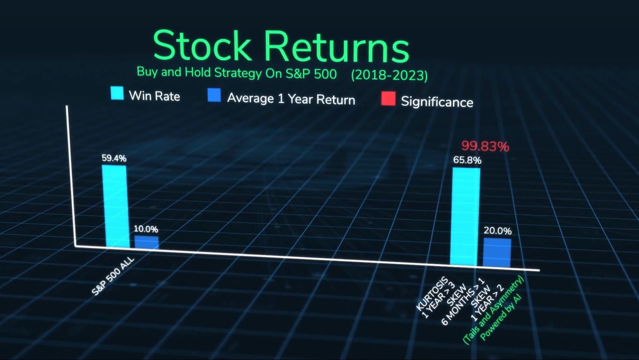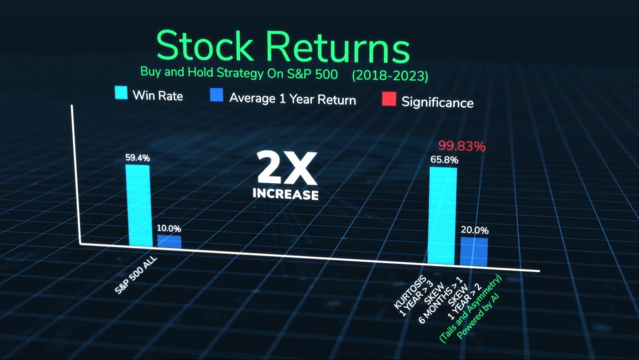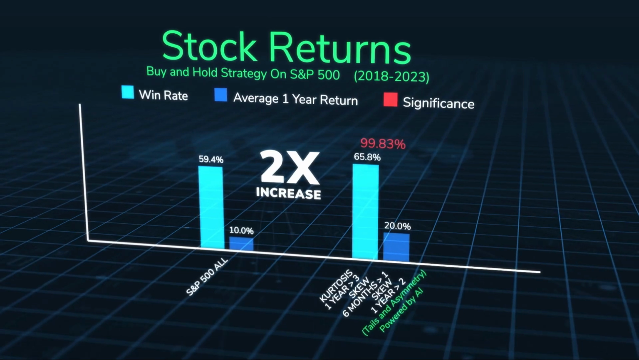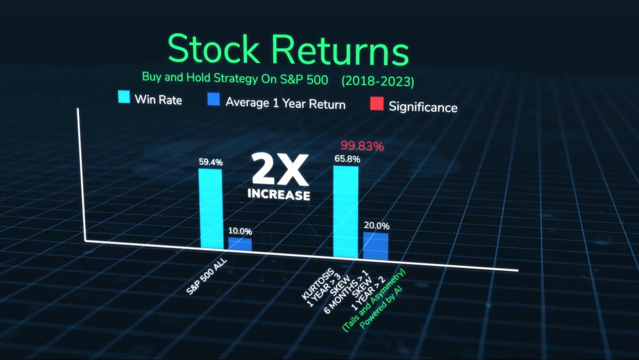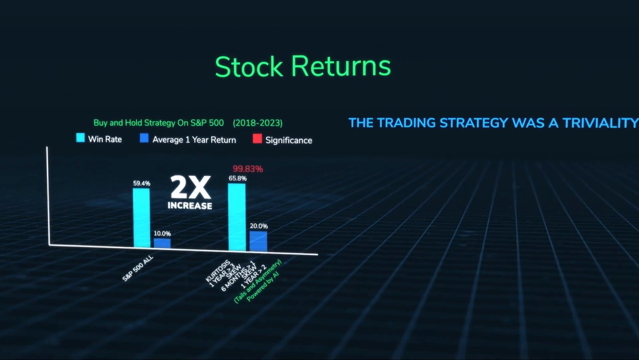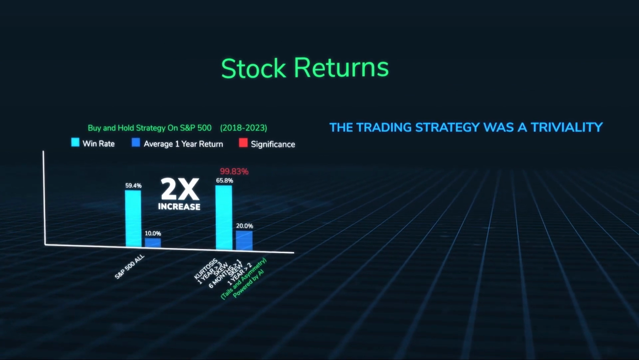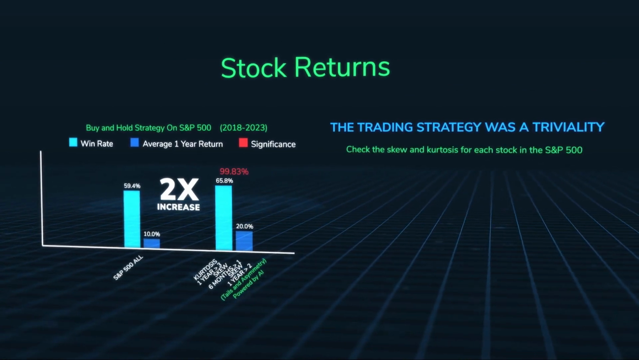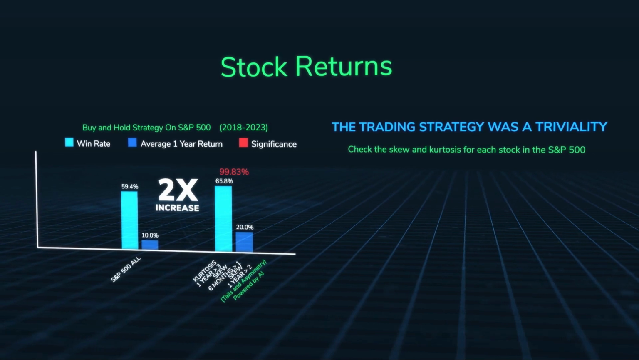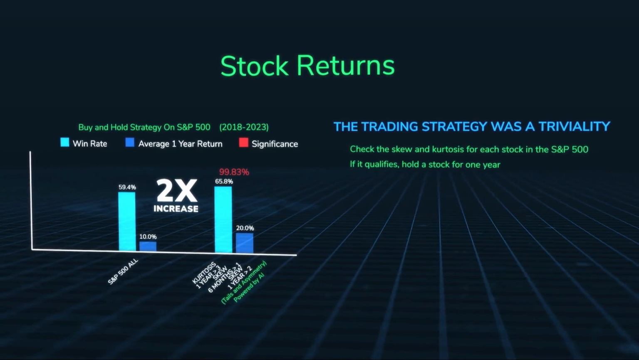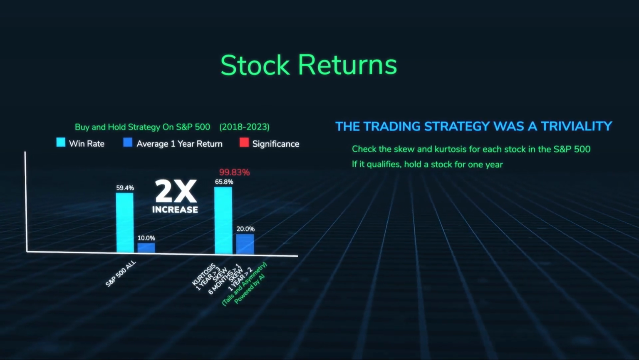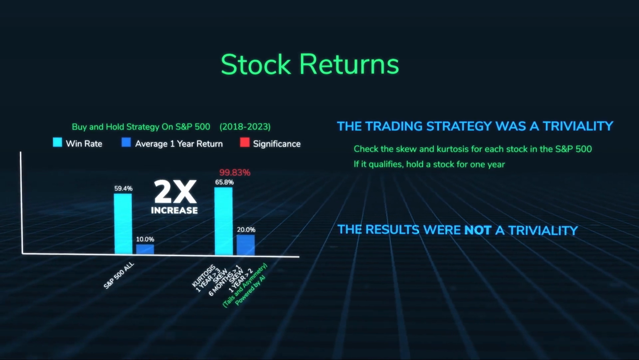So remember this. Remember when I said, I have not demonstrated that it matters. All I have done is demonstrated why it might matter. Now for stocks, I have demonstrated that it matters. The trading strategy was a triviality. There's nothing special I did here. I checked the skew and kurtosis for each stock in the S&P 500, and if it qualified, I held the stock for a year, and I did nothing else. It's the results that are not a triviality.